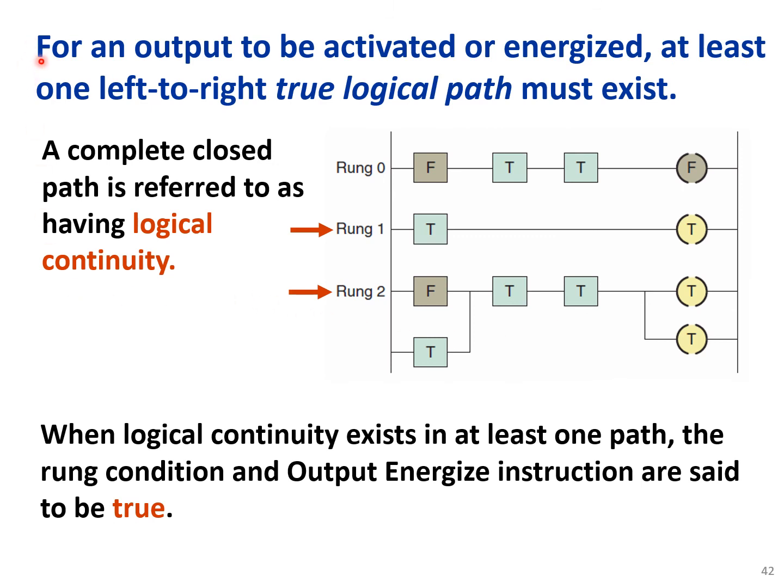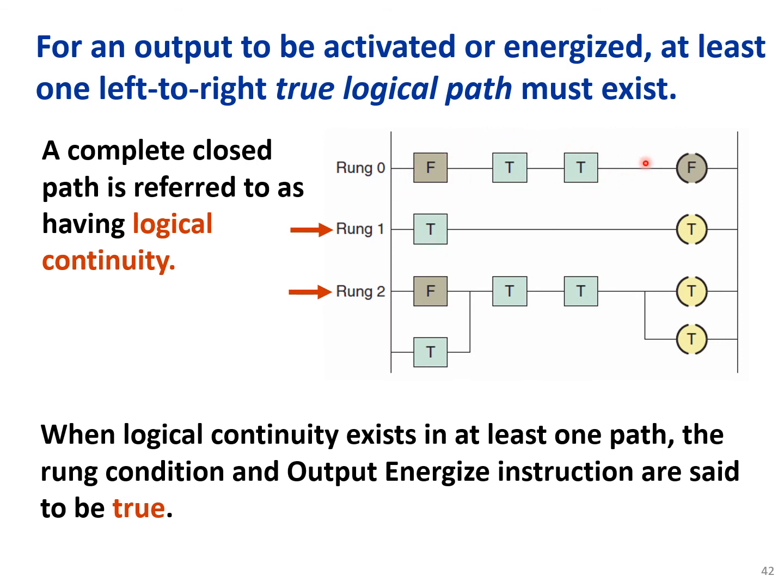For an output to be activated or energized, at least one left-to-right true logical path must exist. So that's very important, that we should always go through the rung from left to right. Yes, so from left to right. A complete closed path is referred to as having logical continuity. So let's say here we have 3 rungs, 0, 1, and 2. On the first one, the first contact is false. The next two are true.